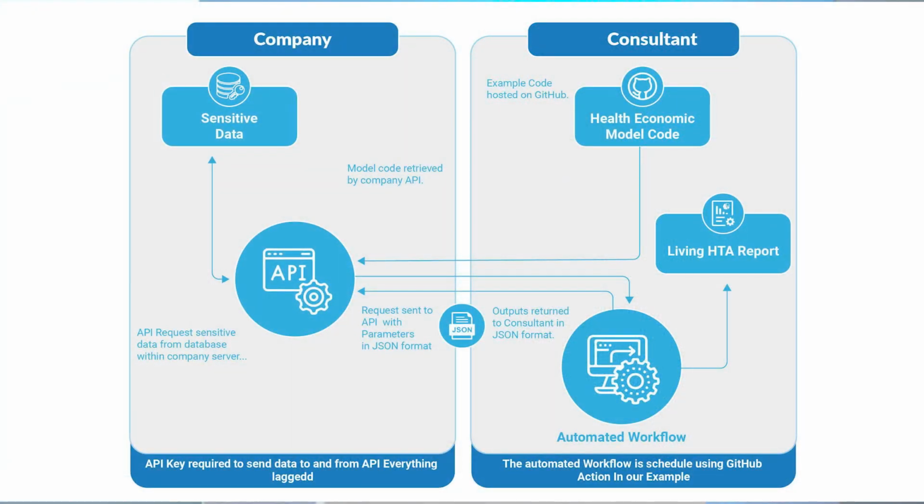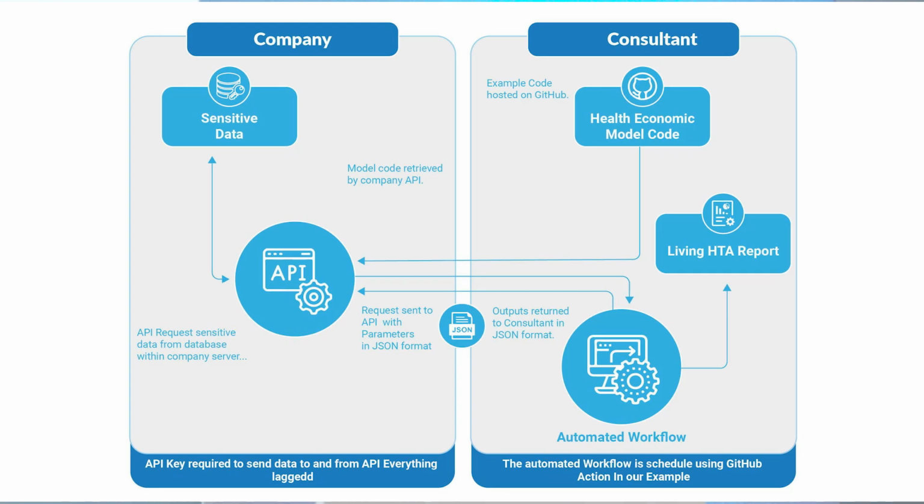So going back to how this whole process is set up, you can imagine you've got a company, maybe a pharmaceutical company, and that company has a load of sensitive data that they don't want to share. And so they build a very simple API on their side that allows the consultant to send some model code to that data, and then run the model on the sensitive data and return just some results. And that whole process is going to be automated using GitHub Actions.